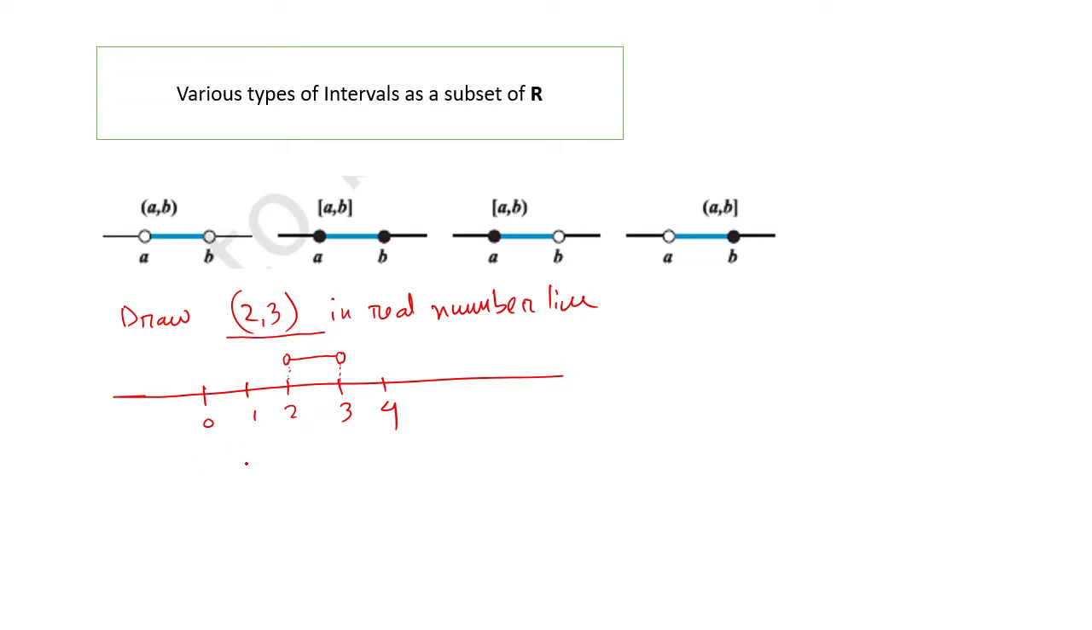But if I ask you to draw the closed interval [2, 3], then it will look like this: 0, 1, 2, 3, 4. Then you have to make these circles bold, at 2 and 3. This is your closed interval [2, 3]. So here you can see this is the open interval (a, b), this is the closed interval [a, b], which is bold. Here one side is bold because one side is closed, one side is open. So the other side is not bold.